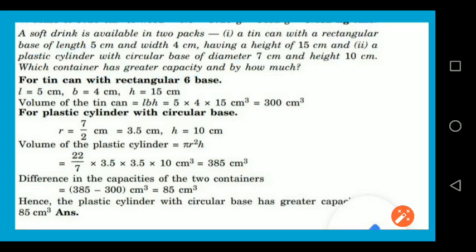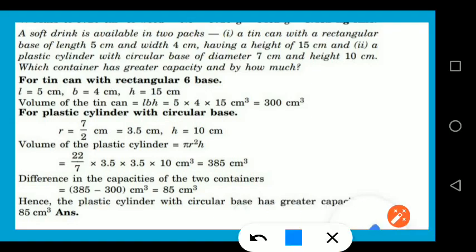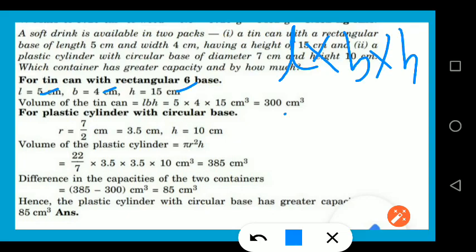What is the formula for the volume of a cuboid? In the last class we have done it. Good, length into breadth into height, and length is given as 5, breadth 4, height 15. So the volume we are getting is 300 centimeter cube. Now for the cylinder, radius is 3.5 because 7 is the diameter and height is 10. So the volume of the plastic cylinder we are getting is 385 centimeter cube.